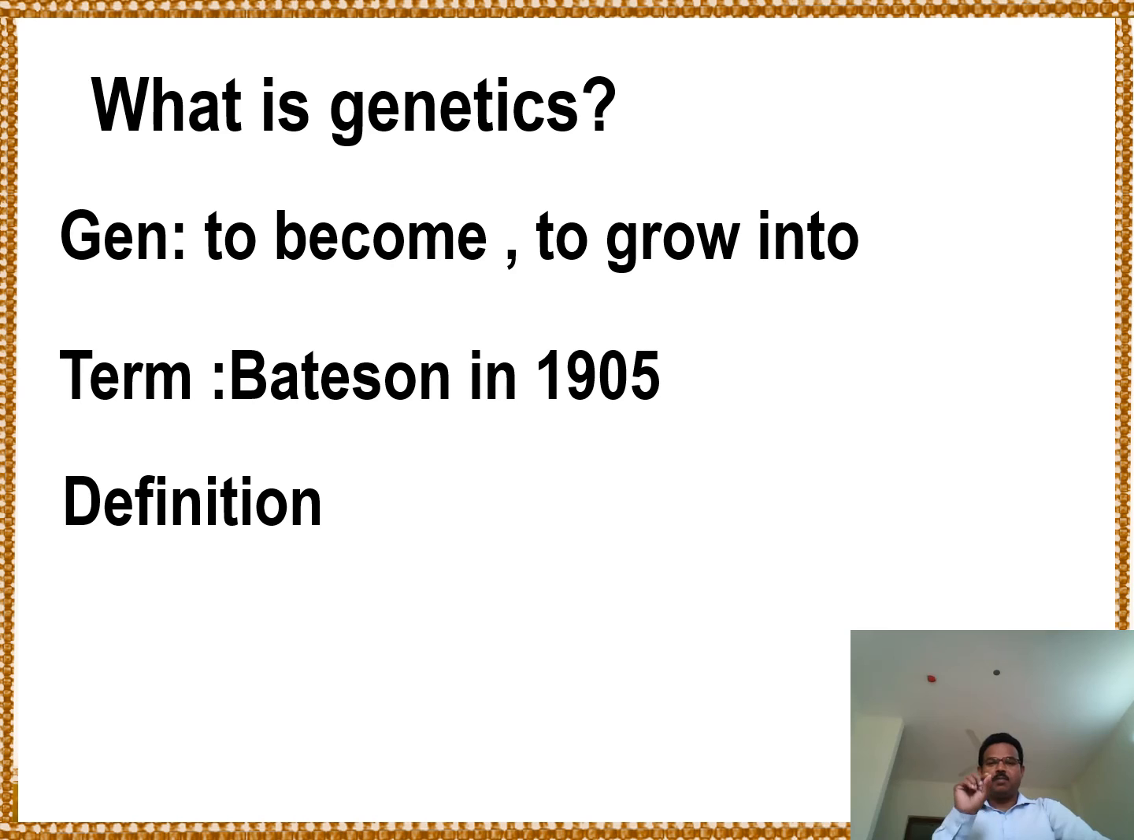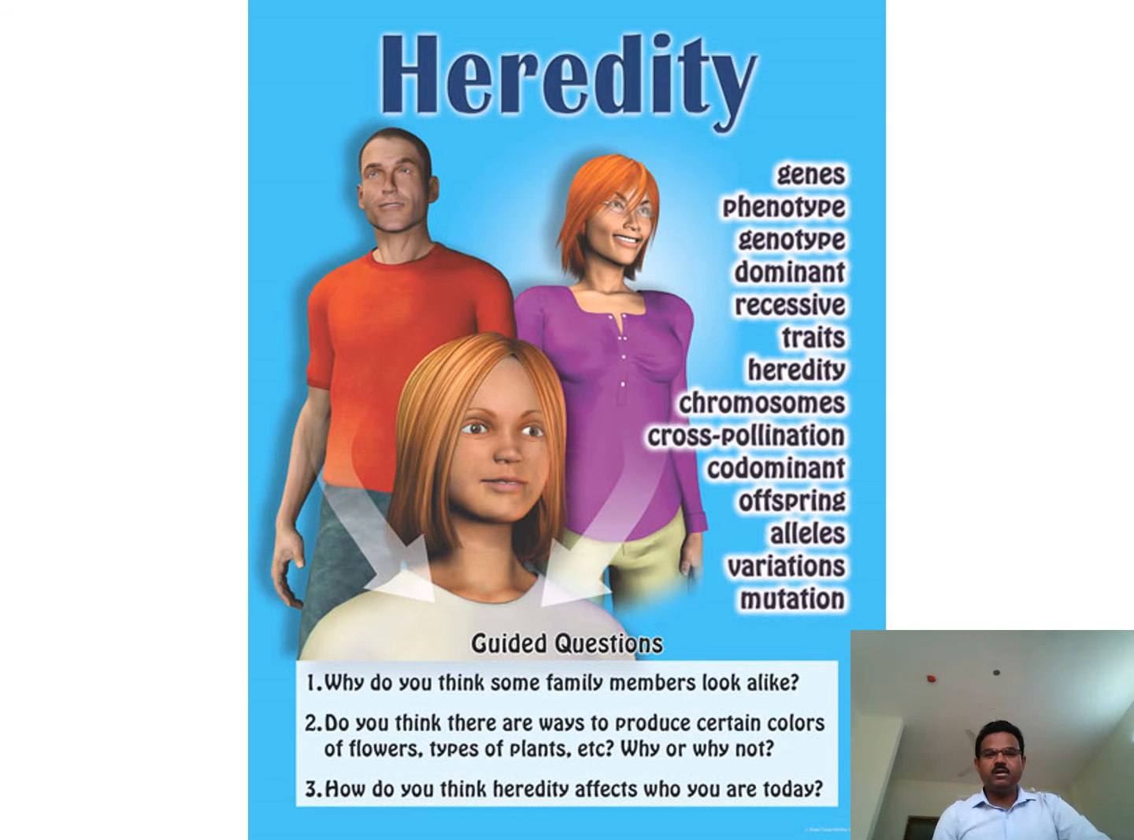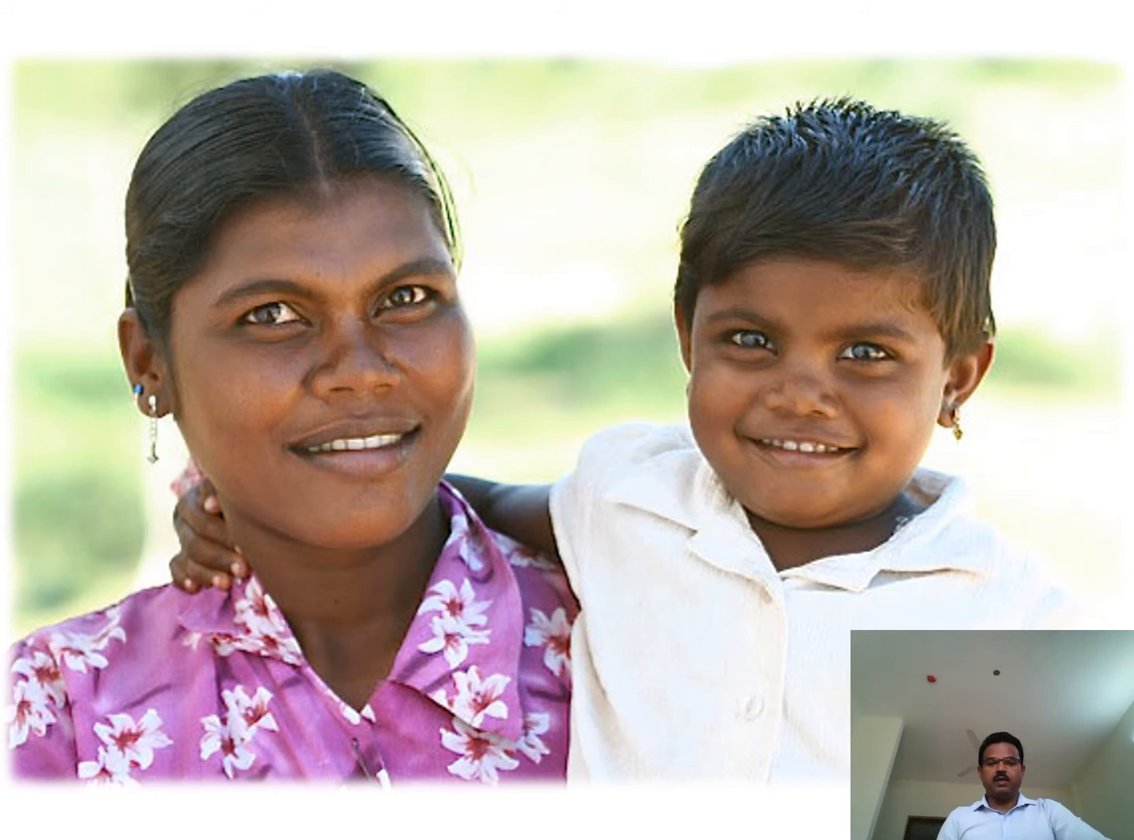Genetics is a branch of biology. It deals with heredity and variation. So you have to define what is heredity and what is variation. Heredity is transmission of characters from parents to their offspring, whereas variation is when, during this transmission, some variations also occur. So we will study one by one.